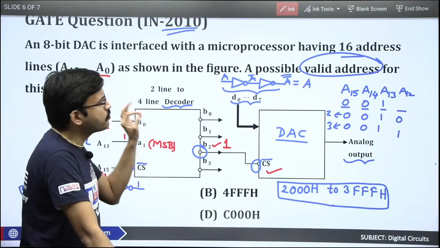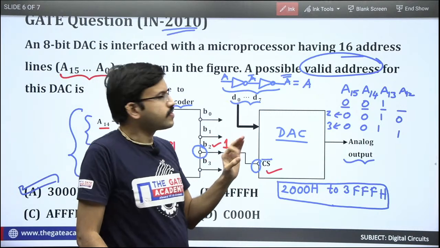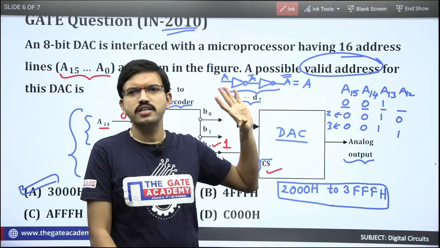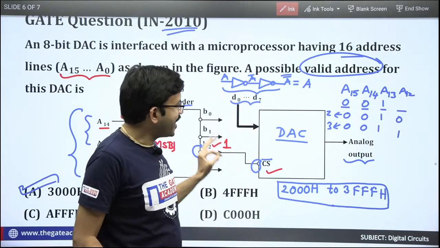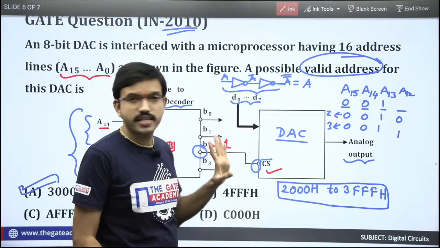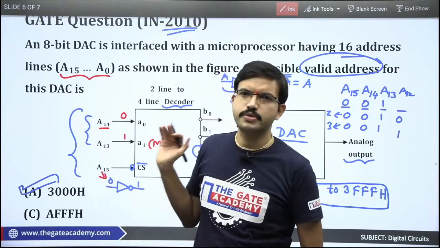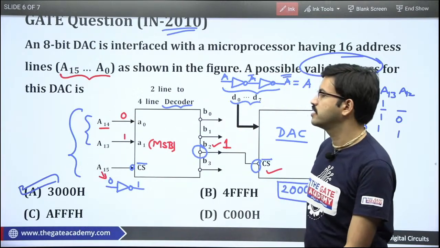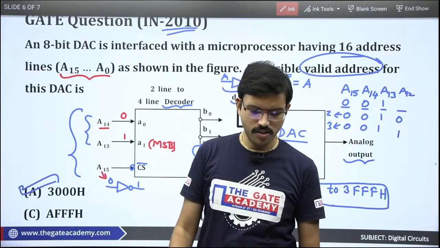Only if you have patience and carefully read the question can you attempt the question with the correct option. That is very, very important. Option A is the correct answer for this question.